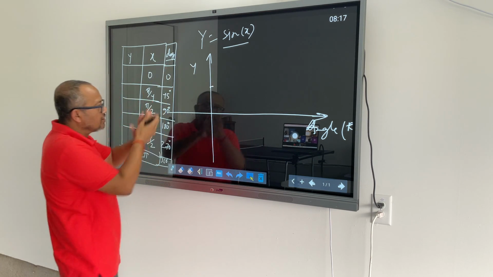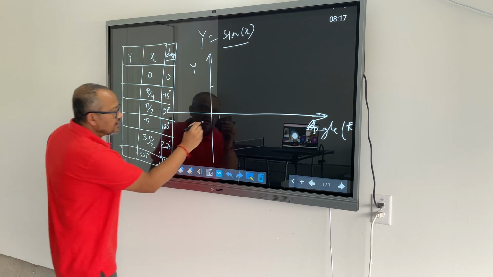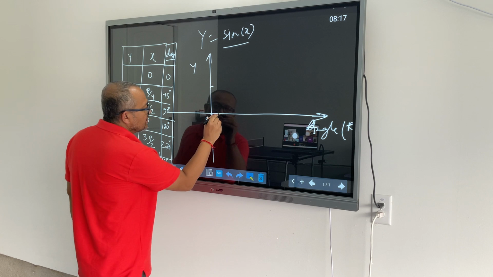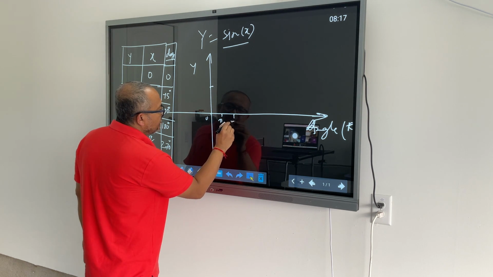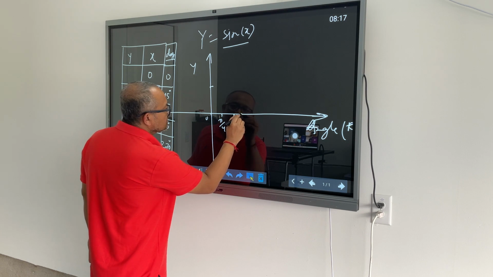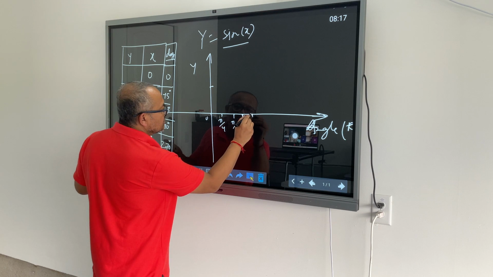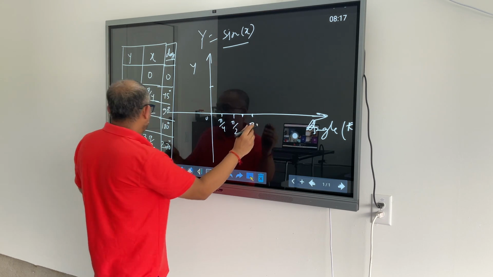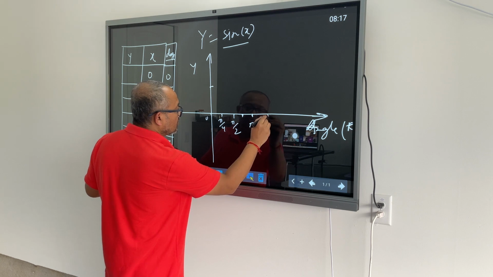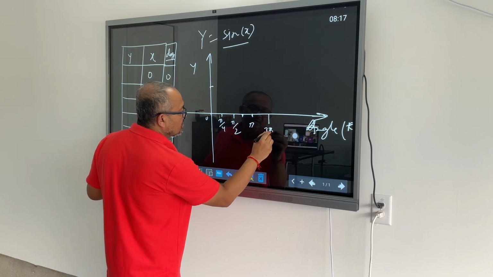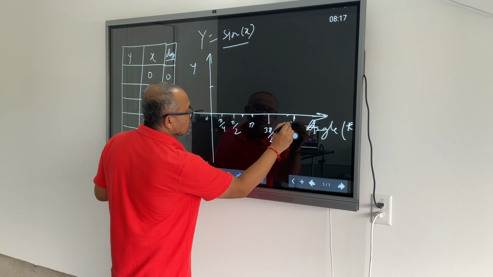Let's say this is okay. I will decide on what my unit would be. Just because I have put the angles here, let's say this is 0 degree angle, this is pi over 4, this is pi over 2, this is pi, and this is 3 pi by 2, and this is 2 pi.